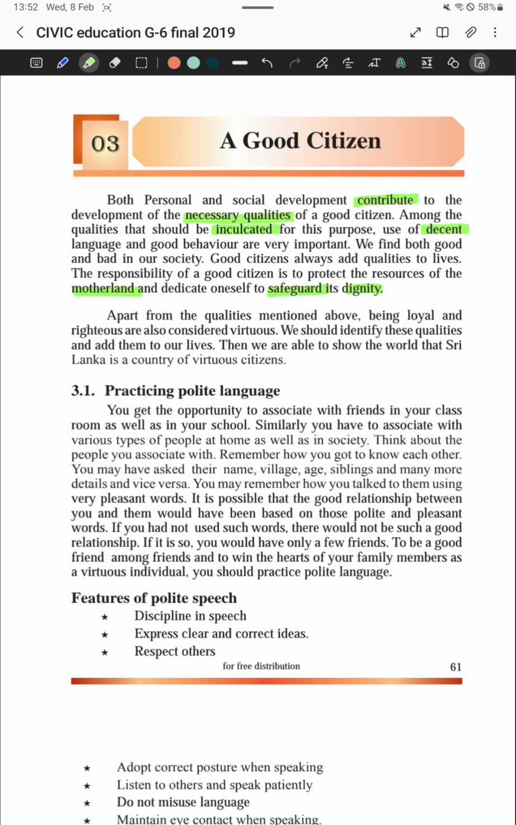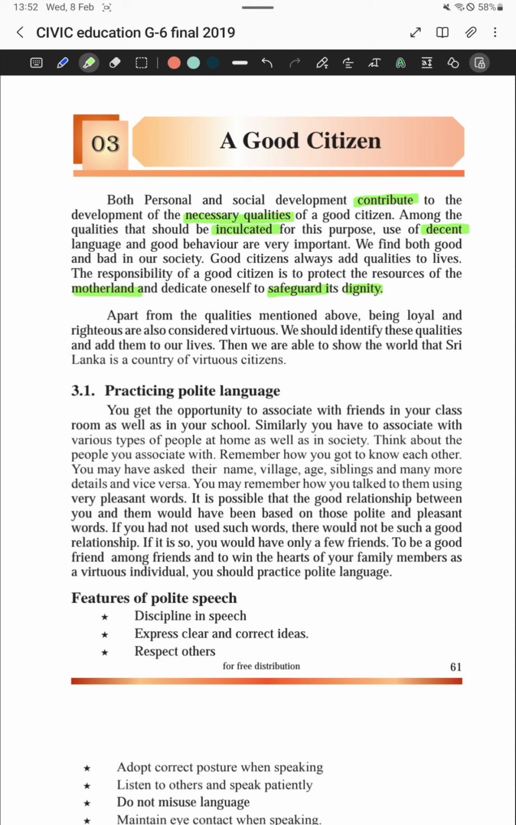So that's the meaning of inculcated. Among the qualities that should be inculcated for this purpose: use of decent language. You must use good language. If you are using bad language, you are not a good citizen. You have to be a well-behaved person. So you must have a good behavior pattern, right?